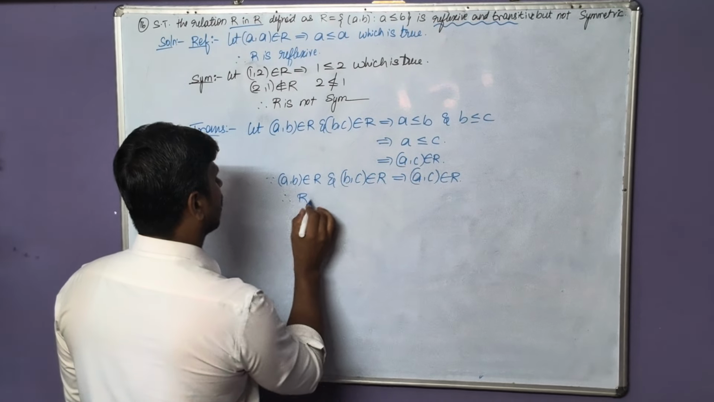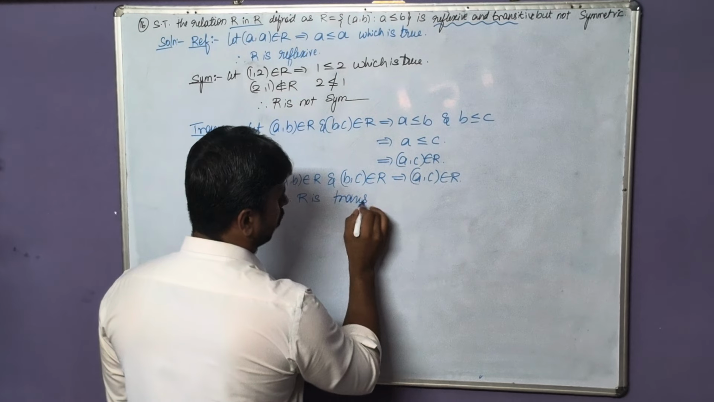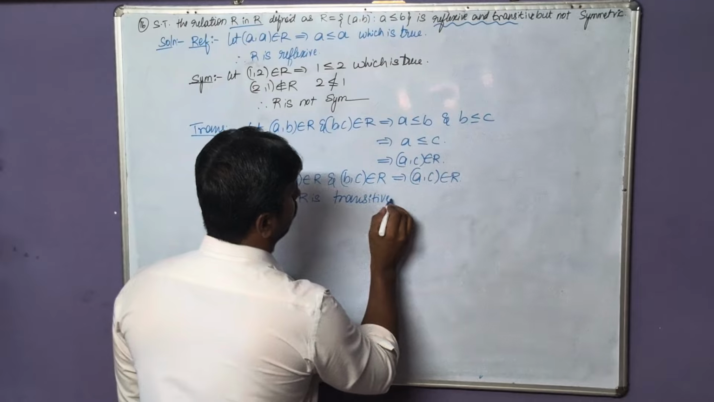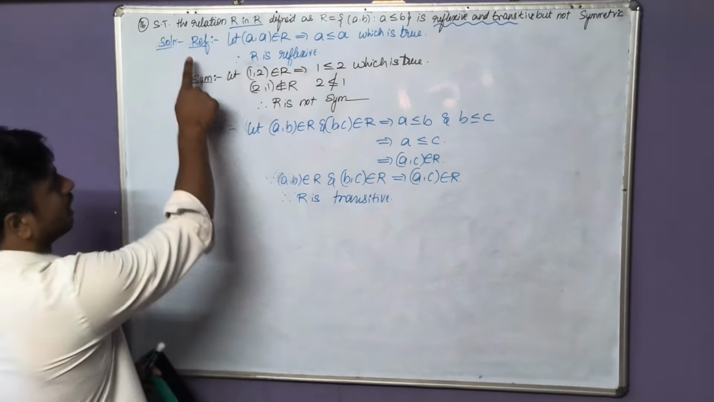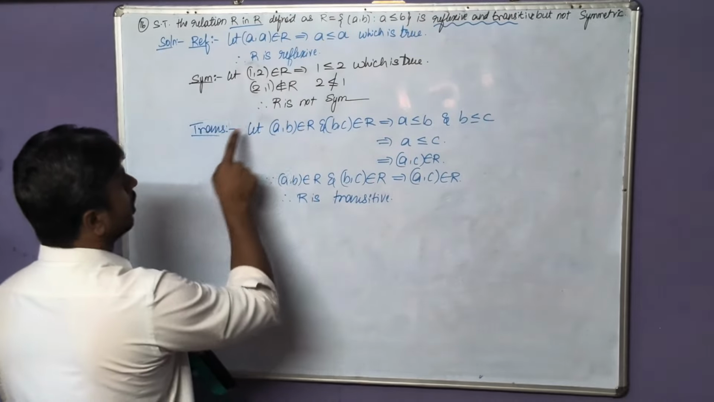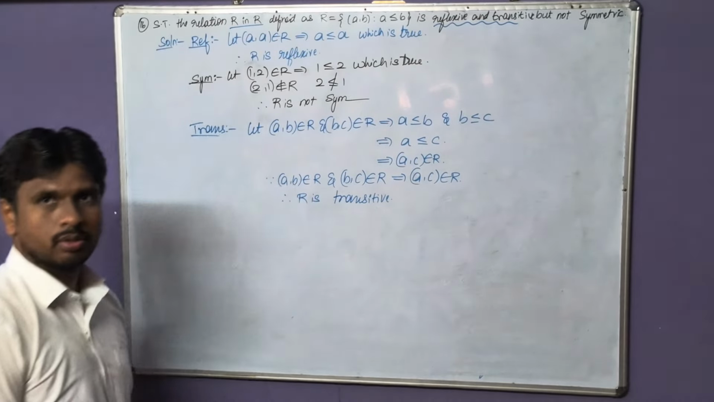Therefore the relation R is a transitive relation for all the real numbers. Hence we have proved that the given relation R is reflexive and transitive, but it is not symmetric. Hope you have understood. We'll move to the next question.